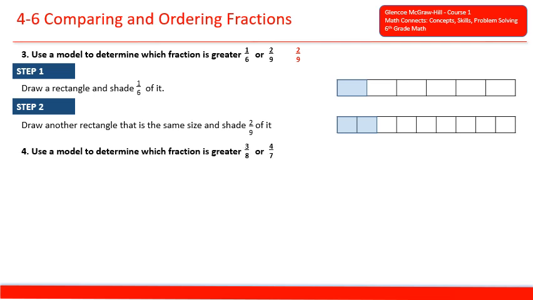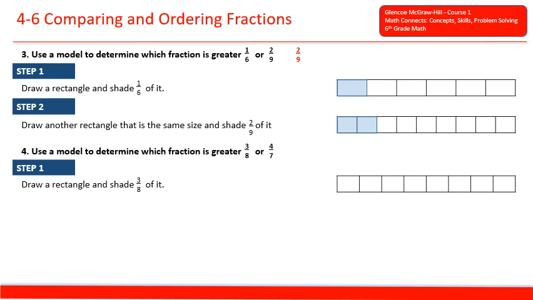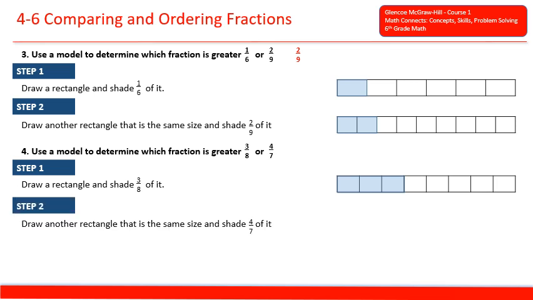Use a model to determine which fraction is greater, 3/8 or 4/7. You might have an idea right off the bat with this one as well. Let's go through the process. Draw a rectangle and shade 3/8 of it. So there's our rectangle divided into eighths. We'll shade 3 of them. And then draw another rectangle that is the same size. It's divided into sevenths. And we'll shade 4 of those. And clearly 4/7 is larger than 3/8.